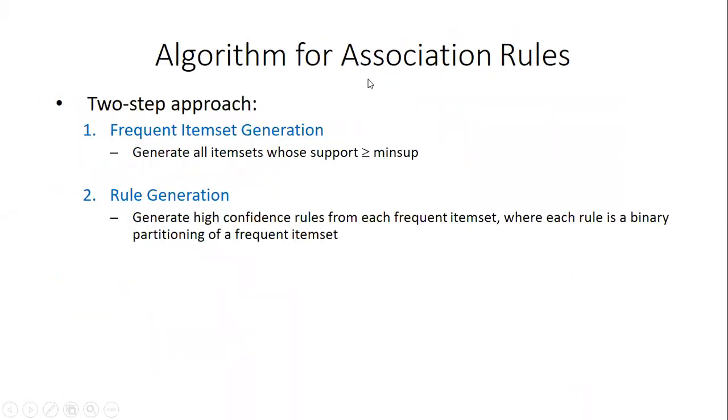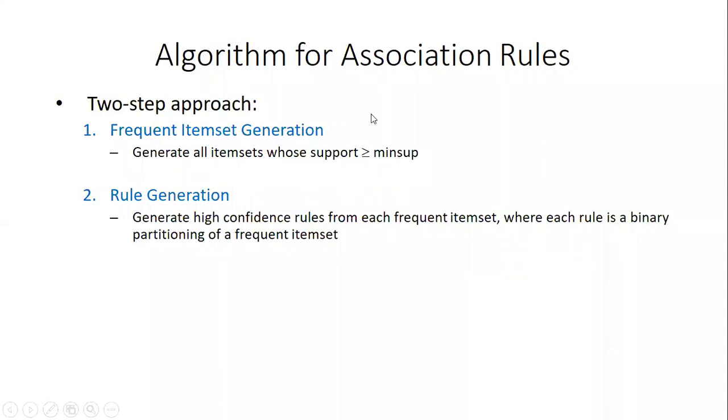Now, the algorithm for association rules. The association rule mining is a two-step approach. First we have to find the frequent item sets, then we have to generate the strong association rules. Whenever I say frequent item set, keep in mind there should be a minimum support threshold. The item set which has support greater than or equal to the minimum support threshold, we call a frequent item set. So first we generate the frequent item sets using this condition.